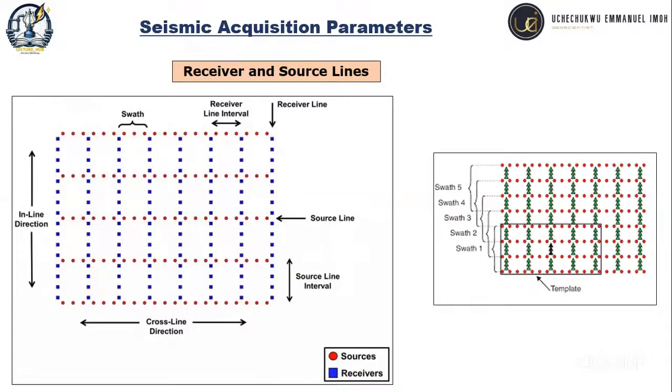Okay, sir, let me try, sir. Yeah, try. Go ahead. So I will just say it's a term that is used to describe overlapping of receivers and source lines. Okay. Not exactly that. Okay. What else?